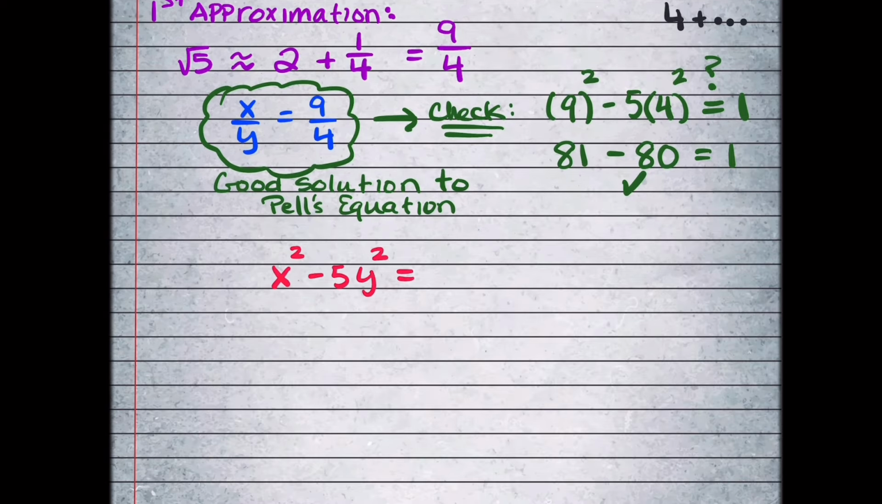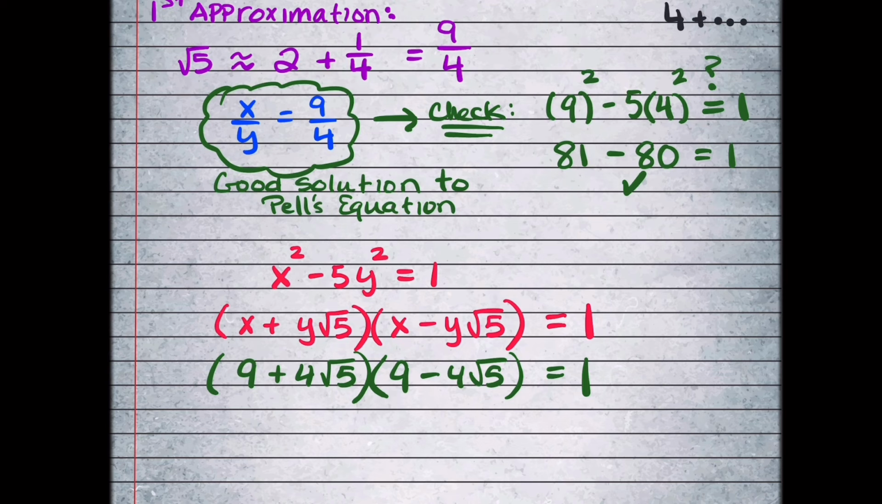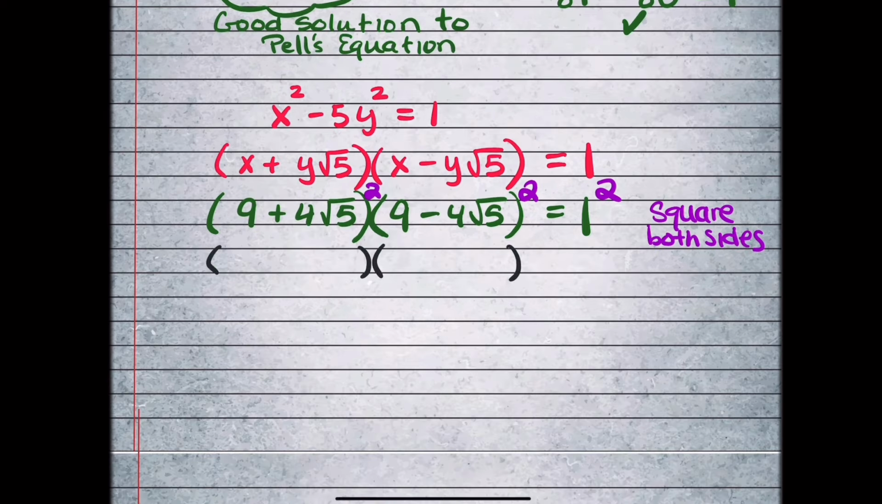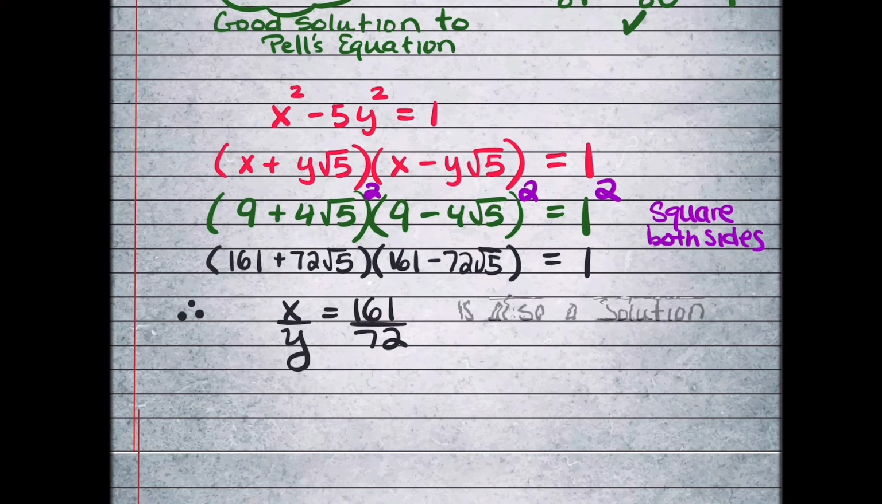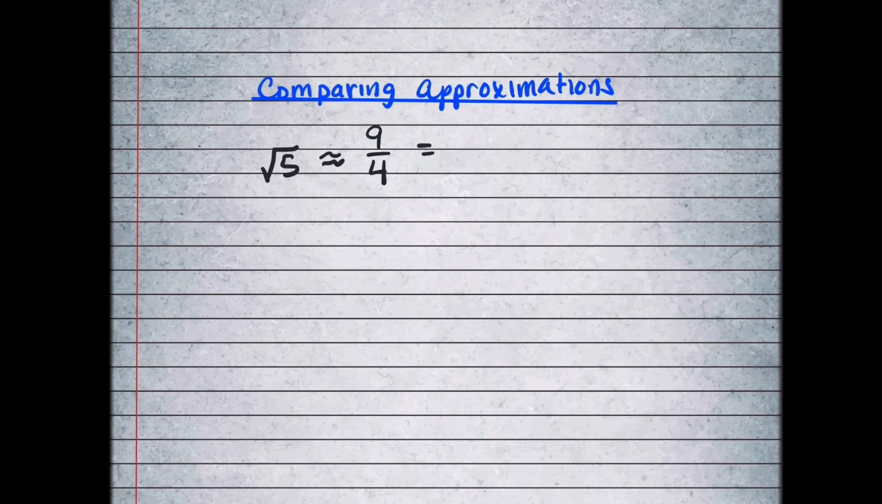Now the reason that this is useful is because Pell's equation, for our equation, can be written in factored form using the difference of two perfect squares. When we plug in the x and y values that we get here, we get (9 + 4√5) times its conjugate equal to 1. By squaring both sides of this equation, we can generate a new solution. When we do so, we get (161 + 72√5) times its conjugate equal to 1, therefore x equal to 161 and y equal to 72 is another solution to our equation, and so it should be another approximation to the square root of 5.